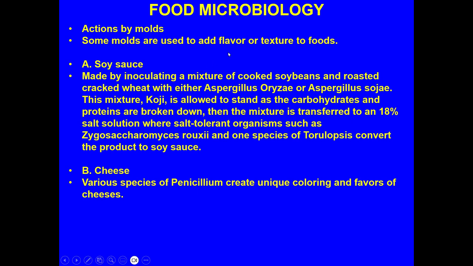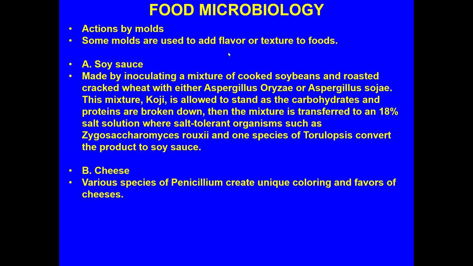Okay, so let's talk a little bit more about some actions by molds, and we're going to talk about how some molds are used to add flavor or texture to food. Okay, soy sauce. Soy sauce is made by inoculating a mixture of cooked soybeans and roasted cracked wheat with either Aspergillus oryzae or Aspergillus soja. This mixture is called koji. It is allowed to stand as the carbohydrates and the proteins are being broken down, and then the mixture is transferred to an 18% salt solution, where salt-tolerant organisms such as Zygosaccharomyces rouxii and one species of Torulopsis convert the product to soy sauce. That's where you get your soy sauce.